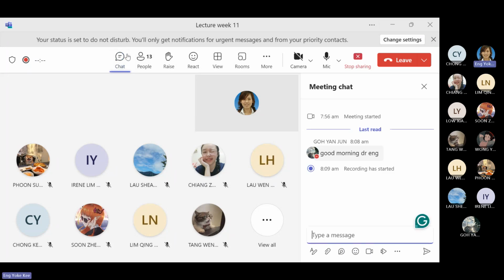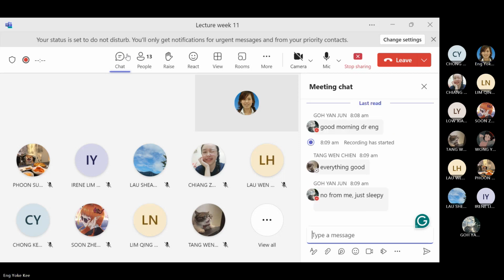Okay, so before we start, as usual, anything from your side? So this is week 11, right? We still have 3 more weeks to go. All right. Everything good, lah. Okay, good to know. Oh, everyone already in Raya mood. Hey, sleepy young people sleep so much. Hey.